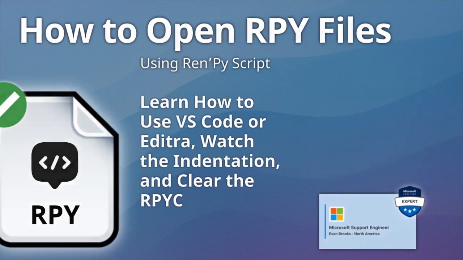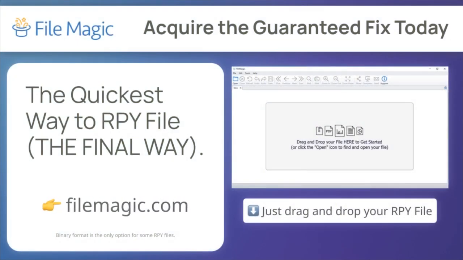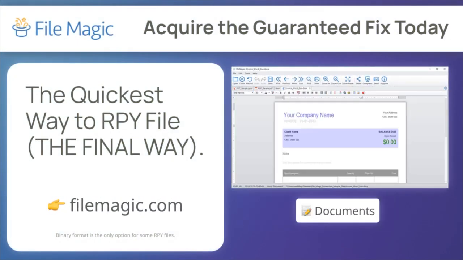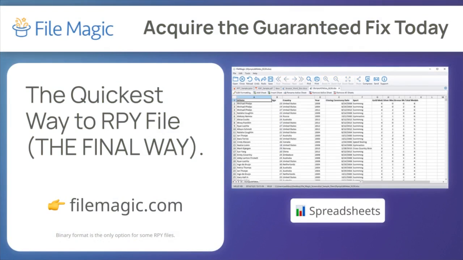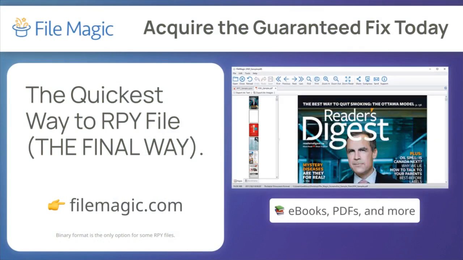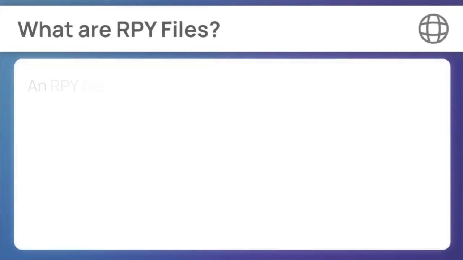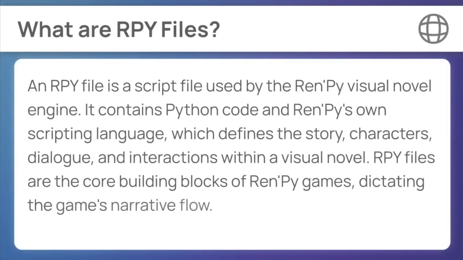Let's take a look. We'll start with the common fixes, but keep this in mind. I have a specialized RPY tool that functions as a deep-level recovery option. That's Plan B. An RPY file is a script file used by the Ren'Py visual novel engine.